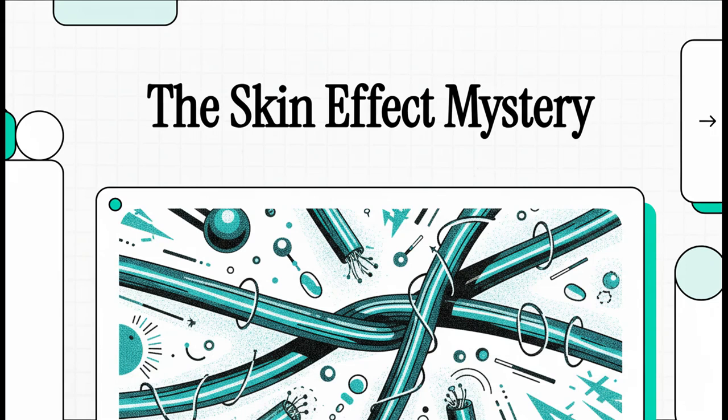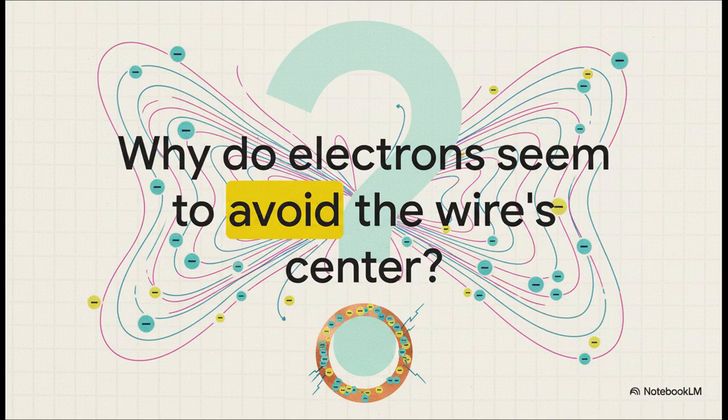All right, let's dive into a really cool electrical mystery, something that happens inside the very wires that power, well, everything around us. So picture this. You've got a wire, right? You'd think the electricity would just flow through the whole thing evenly. But nope. With certain types of current, the electrons all bunch up on the outside, on the surface. It's like they're actively avoiding the center of the wire. Why? What's going on in there?